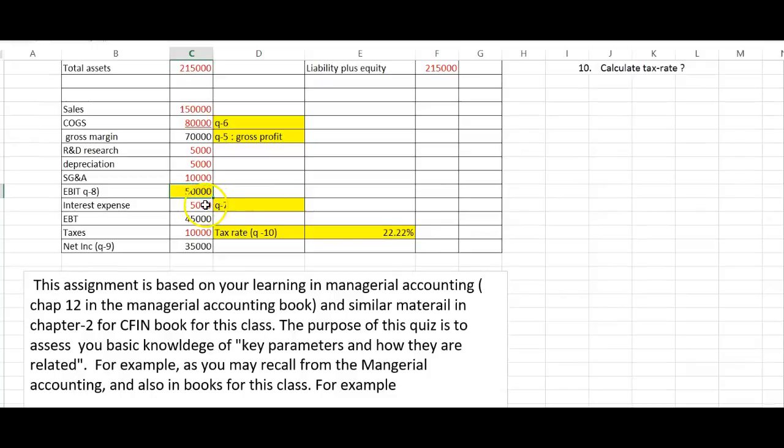To do net income, we need to figure out the interest expense, which they gave us. From there we can figure out the earnings before taxes. Because we have accounted for interest, from the earnings before interest and taxes we take the interest out. Now we have earnings before taxes, which is 45,000.